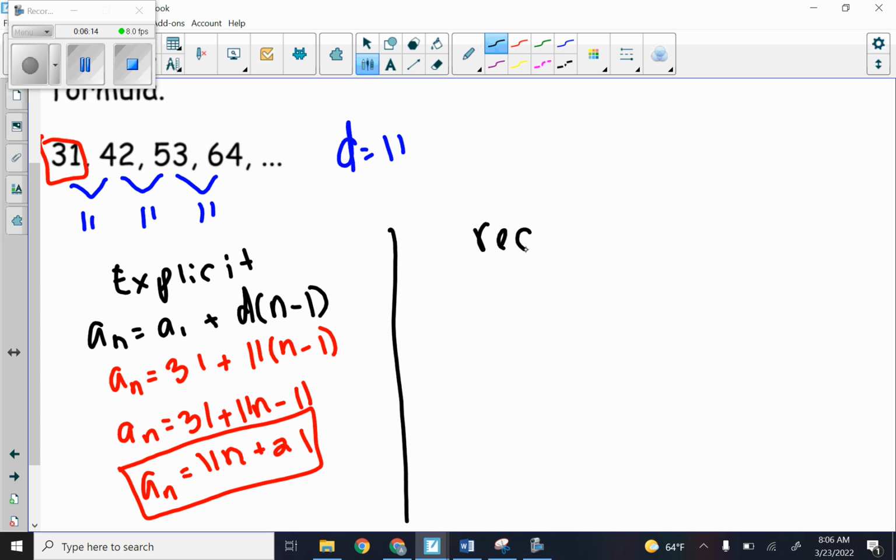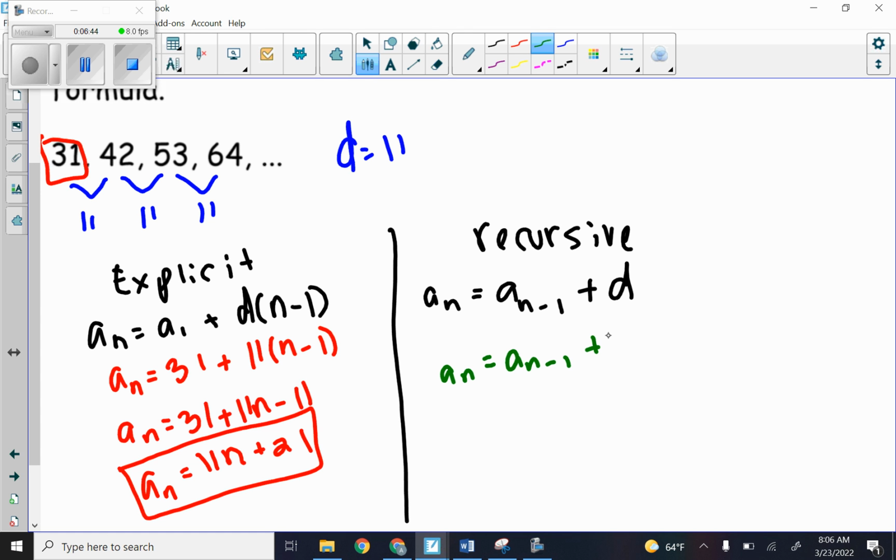Now we're going to find our recursive formula. So reminder, that is a sub n equals a sub n minus 1 plus d. So for this one, a sub n equals a sub n minus 1 plus 11. Don't forget, if a sub 1 equals 31.